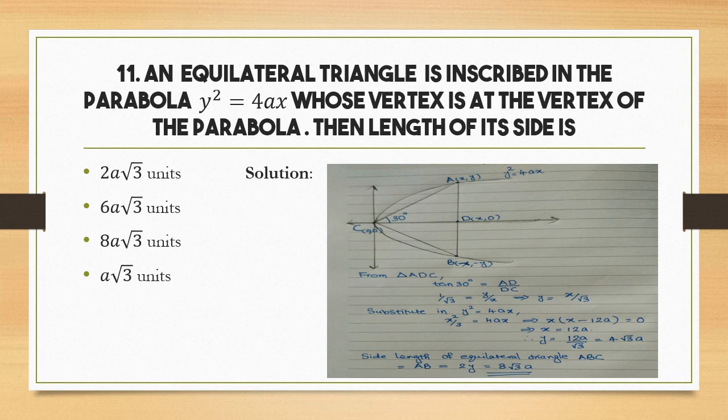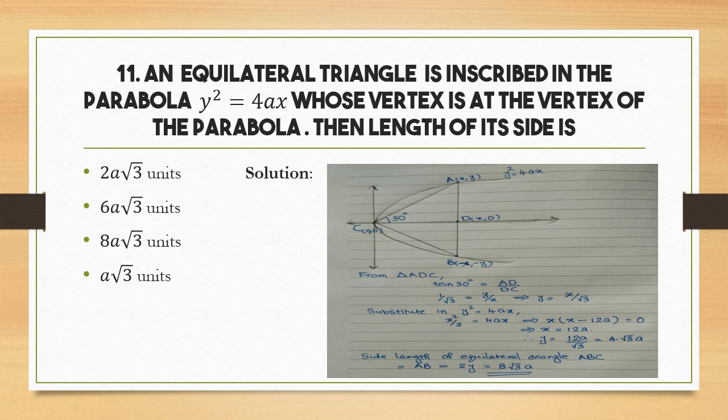Now what I will do here is substitute y equal to x by root 3 in the parabola y squared equals 4ax. So I will get x squared by 3 equal to 4ax. Then I will cross multiply and get x squared equals 12ax. Then I will take x common, so I get x times (x minus 12a) equal to 0. So x equal to 0 is one normal point.